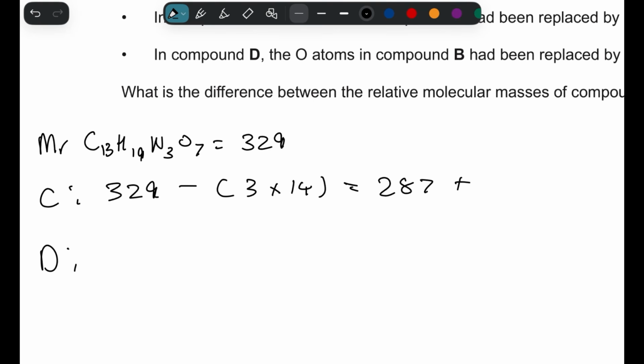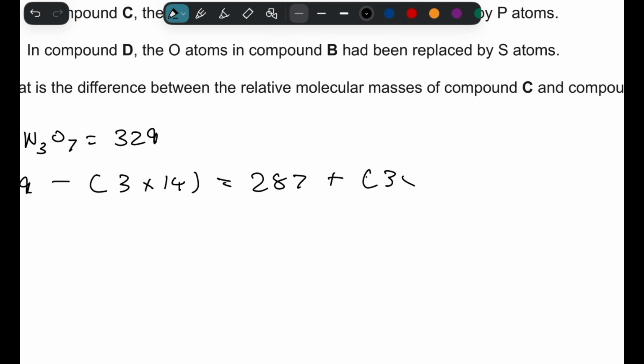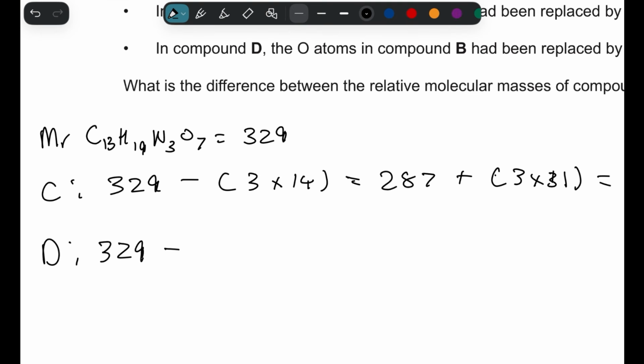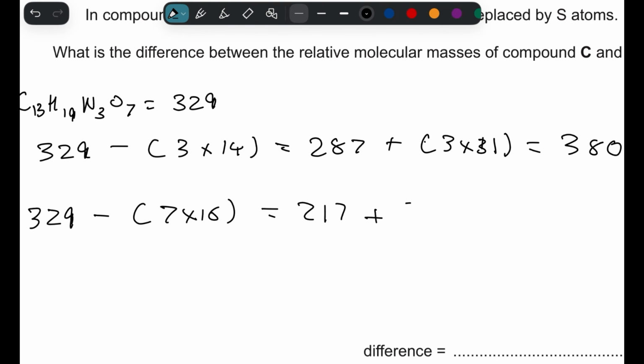And then if we add on 3 phosphorus, phosphorus is 31, I believe. So plus 3 times 31, you're going to get 380 as the new one here. Similar thing here. So 329 minus, we're taking out all the oxygens this time. So 7 lots of 16. 329 minus 7 lots of 16, you get 217. And then we're going to add 7 lots of sulfur, which is 32.1.